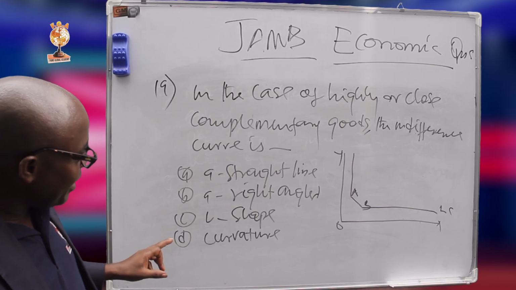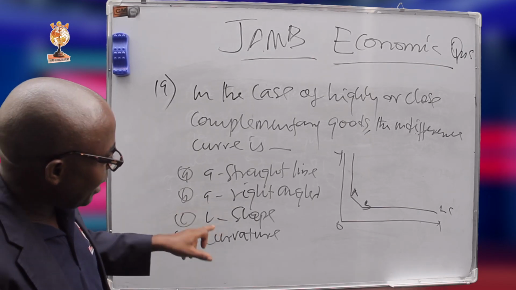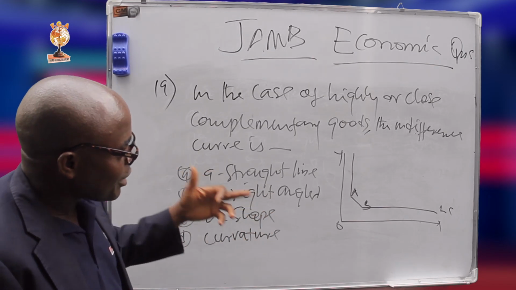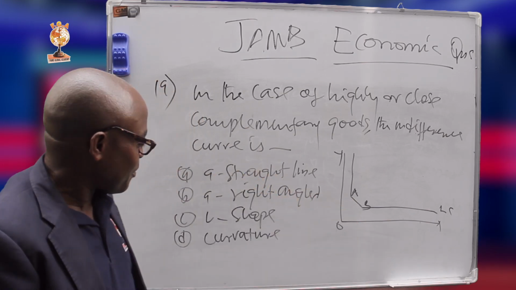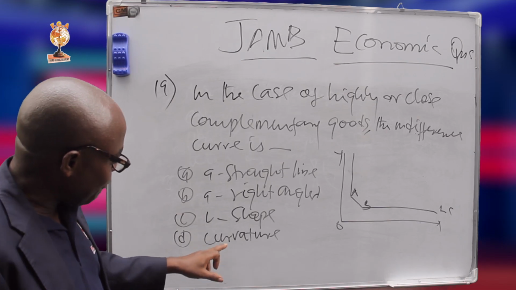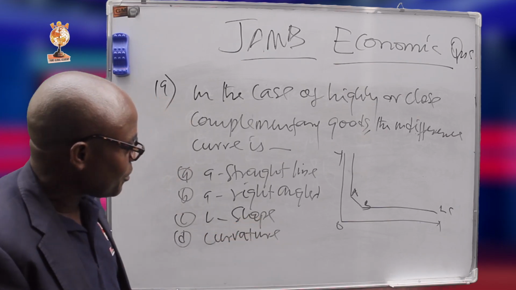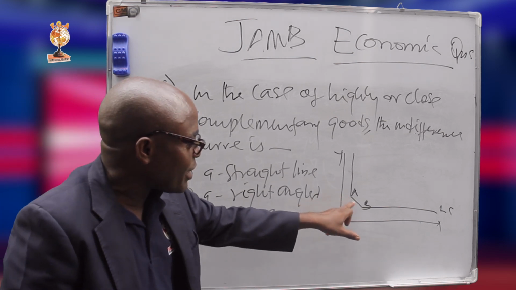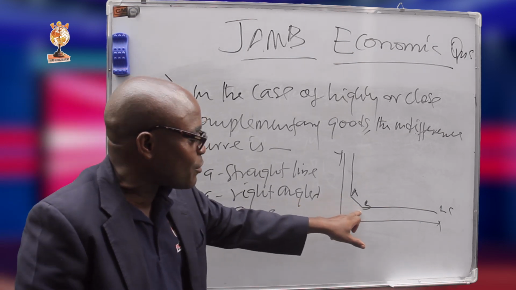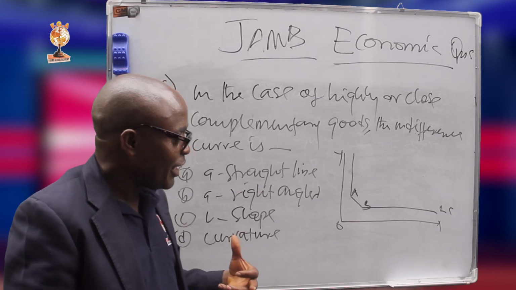Then here you have L shape. Now here too, you do not have that L shape. This is not L shape. Then D, you have what we call curvature. Now there is already a curve here. This curve, what it means is what we call deviation in economics.